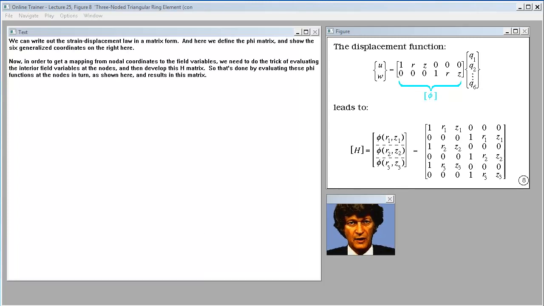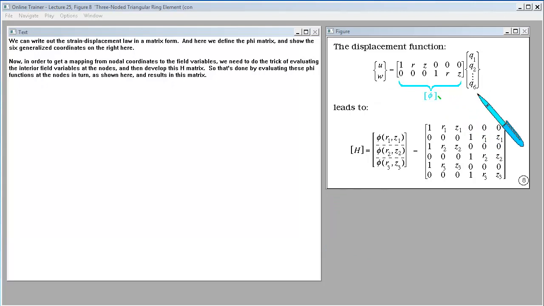We can write out the strain displacement law in a matrix form. And here we define the phi matrix and show the 6 generalized coordinates on the right here. Now, in order to get a mapping from nodal coordinates to the field variables, we need to do the trick of evaluating the interior field variables at the nodes and then develop this H matrix. So that's done by evaluating these phi functions at the nodes in turn, as shown here, and results in this matrix.